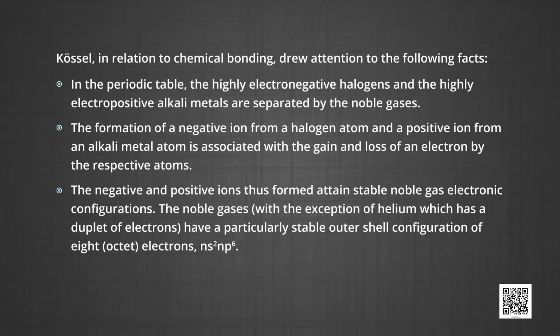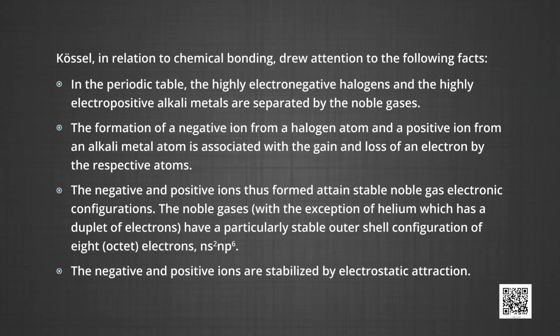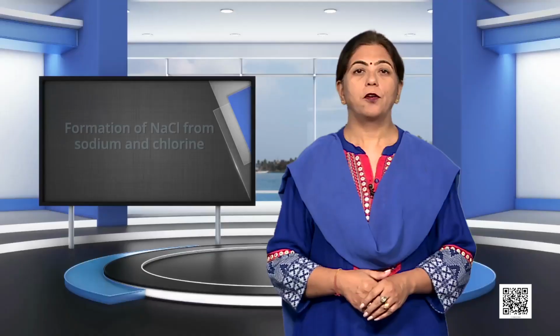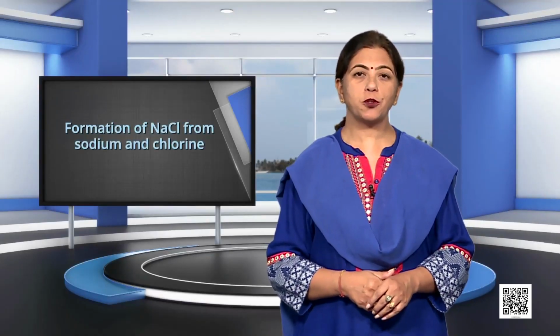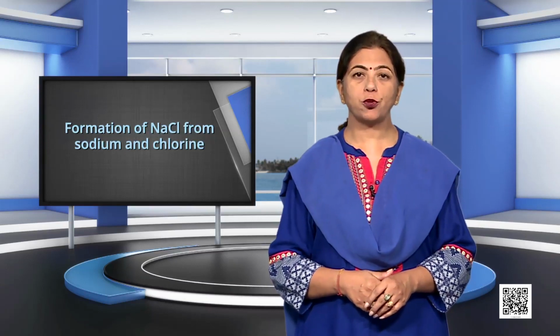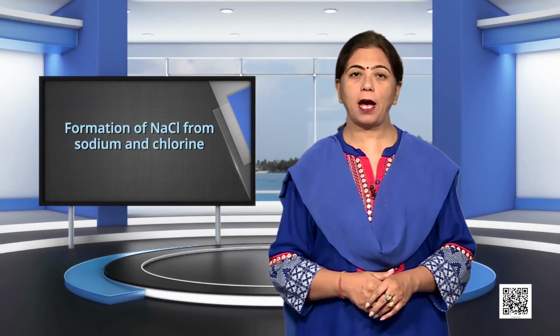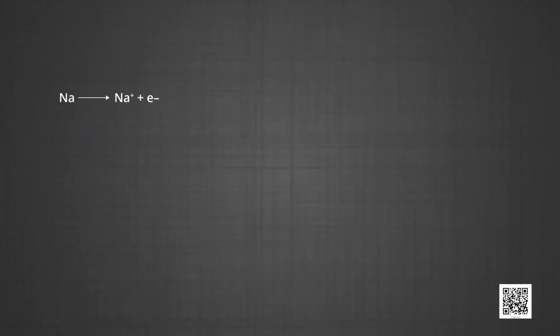The noble gases, with the exception of helium, which has a duplet of electrons, have particularly stable outer shell configuration of 8, that is octet electrons, ns2 np6. The negative and the positive ions are stabilized by electrostatic attraction. For example, the formation of sodium chloride, that is NaCl, from sodium and chlorine according to the above scheme can be explained as. You can see the equation on the screen.